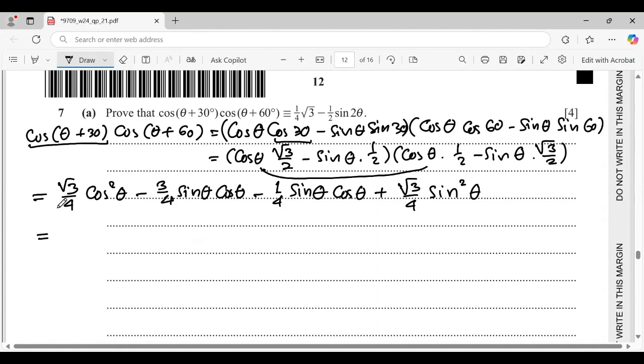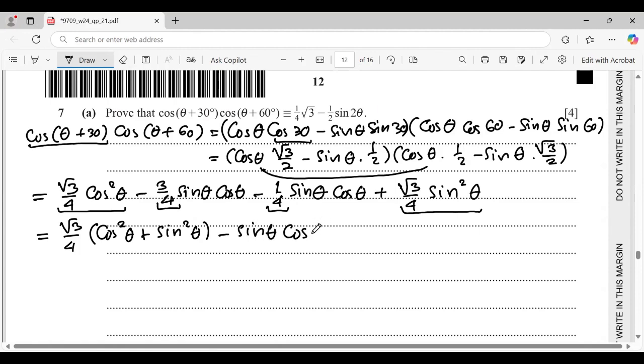So now this term and this term: square root 3 quarter, cosine squared theta plus sine squared theta, minus 3 quarter, minus 1 quarter, equals 1, sine theta cosine theta. And cosine squared theta plus sine squared theta equals 1. So it is square root 3 quarter minus sine theta cosine theta.